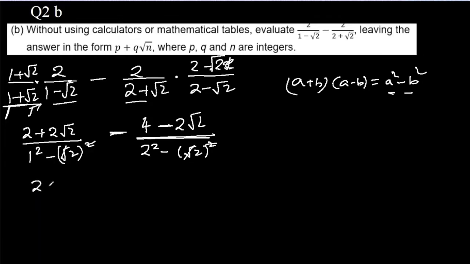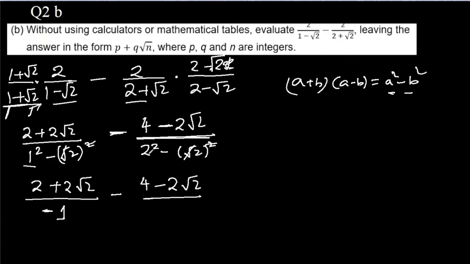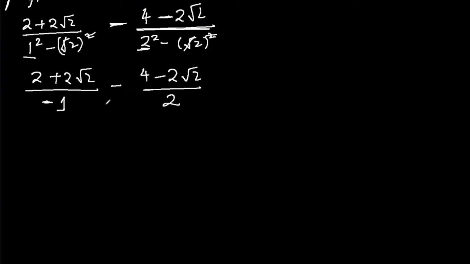So we are left here with 2 plus 2 square root 2 divided by 1 minus 2, which is minus 1, minus (4 minus 2 square root 2) over 2 square, which is 4, minus 2, which is 2. I can see a chance of cancellation here because there is a minus. I'm doing it directly, but let me explain what I'm doing here. I'm taking 2 common out of the numerator.